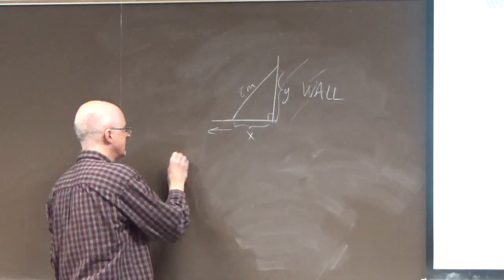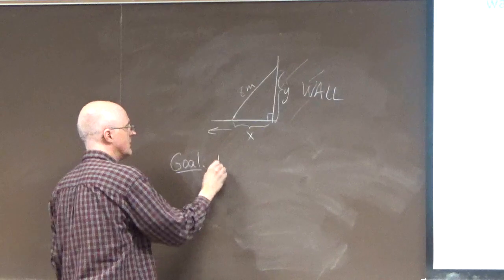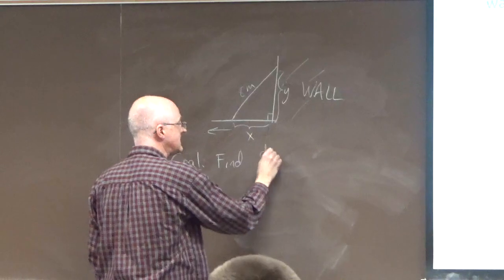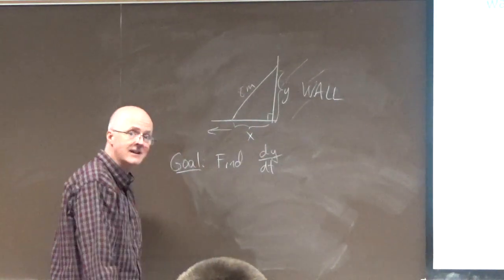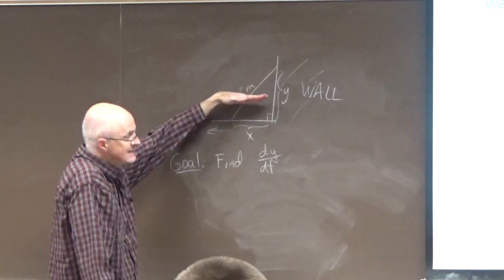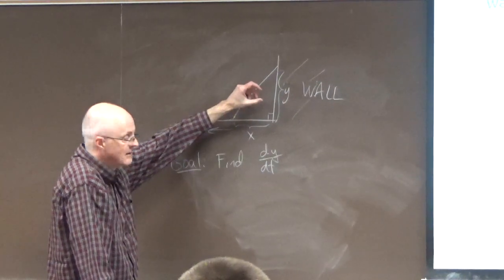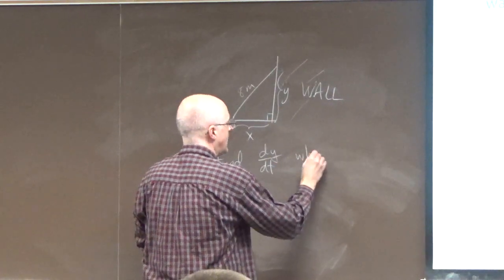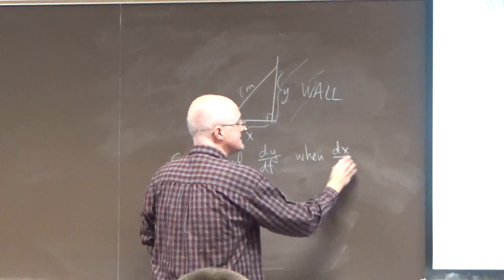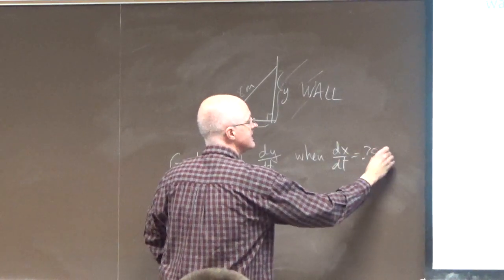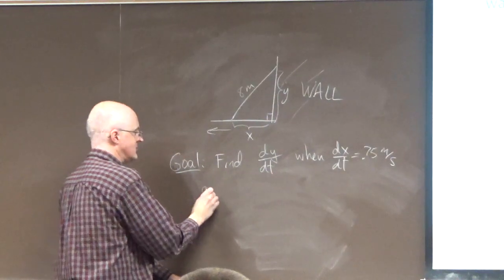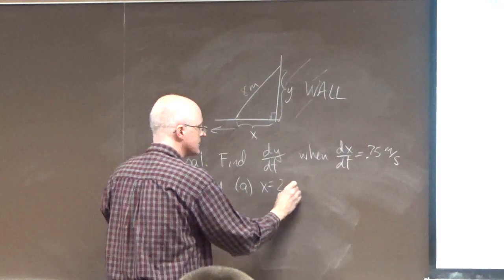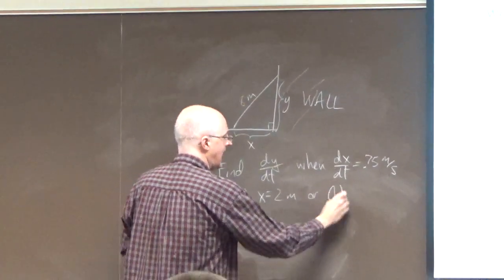We want to find how fast it's sliding down the wall. Find dy/dt, which will necessarily be a negative quantity, right? Because y is this distance, and as it slides down, y is decreasing. When dx/dt is positive 0.75 meters per second, and two conditions, either A, we are 2 meters away from the wall, x is 2 meters, or B, x is 4 meters.